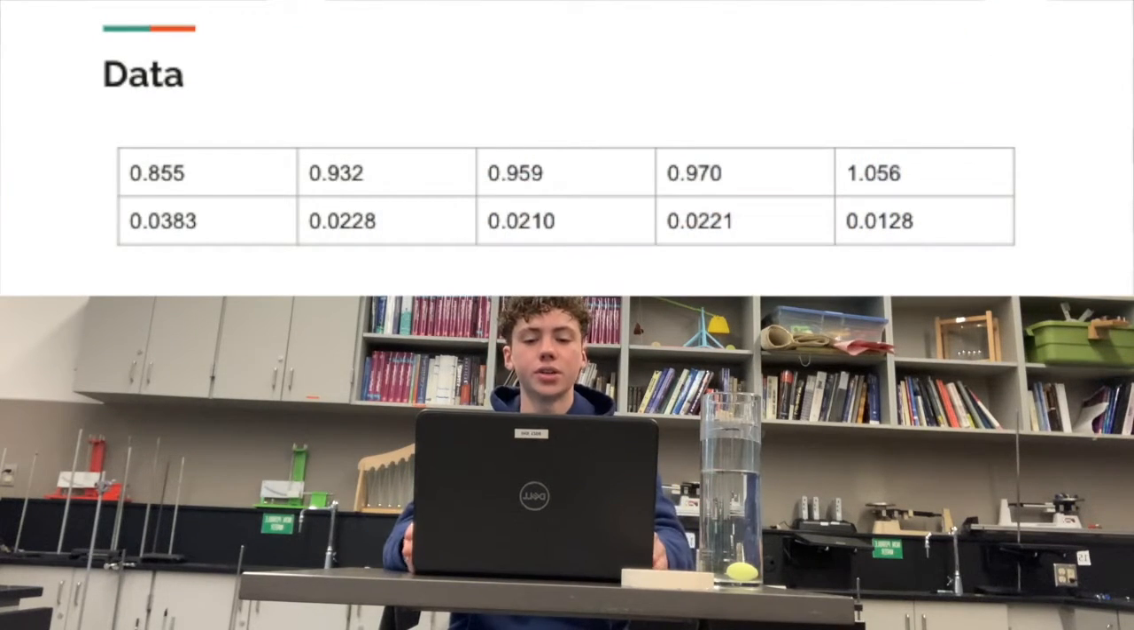So here's a picture of our data table. You can see that the liquid with a density of 0.855 grams per milliliter had a terminal velocity of 0.0383 meters per second. And the liquid, I think, was salt water, which had a density of 1.056 grams per milliliter, had a terminal velocity of 0.0128 meters per second.